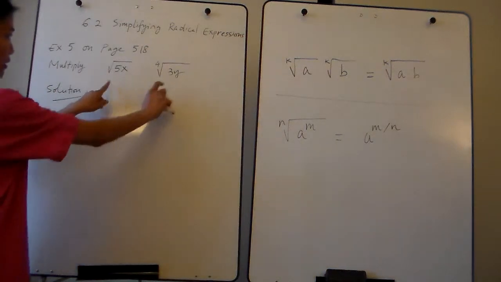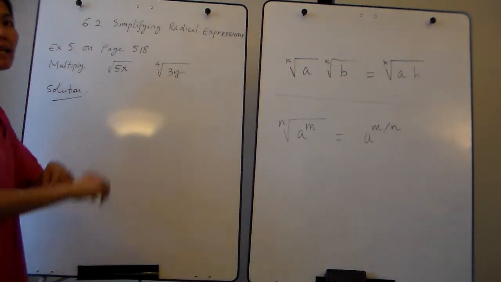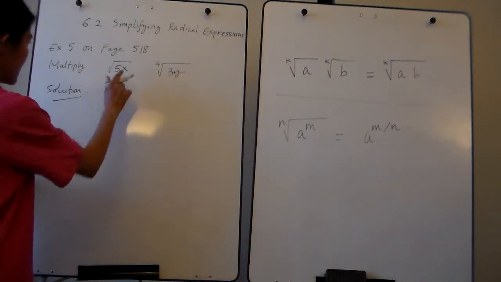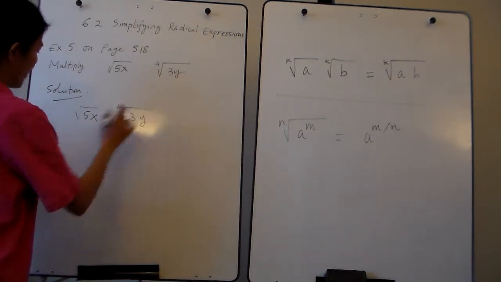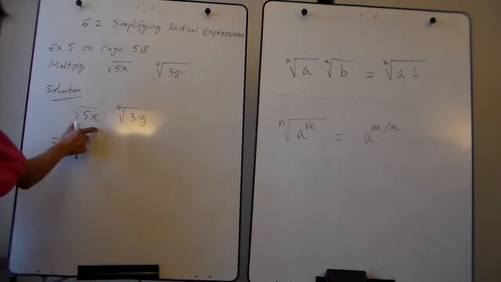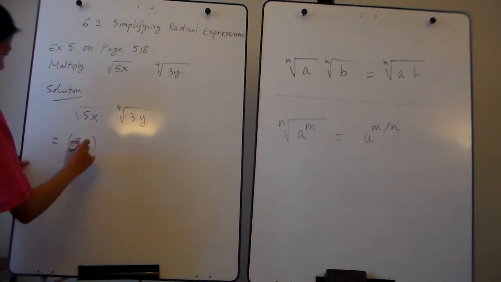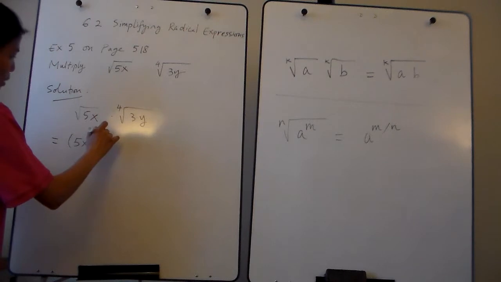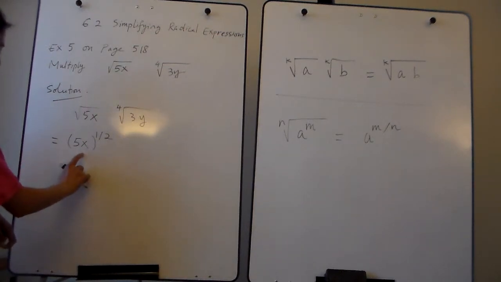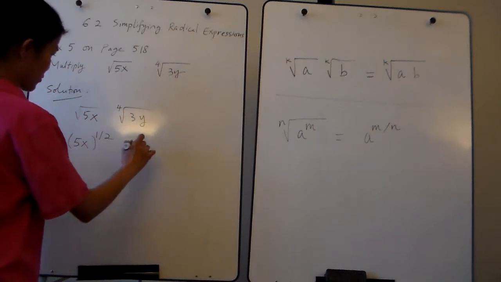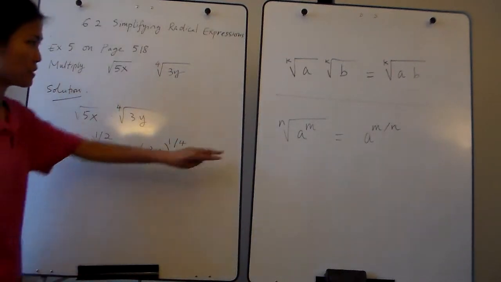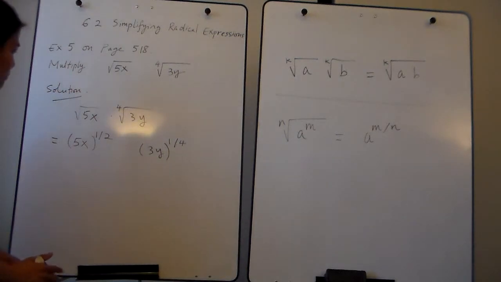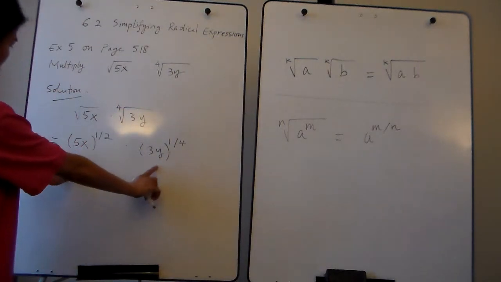So I'm going to convert each radical here to the exponent expression and then combine and simplify as much as we can. Alright, for this, given square root of 5x times fourth root of 3y, you can convert this to 5x raised to 1 divided by 2. We learned how to convert this to the exponent expression in the previous section, so make sure you review if you don't see it. And for this, we can convert this to 3y raised to 1 divided by 4. Again, to go from here to here, we use this formula.